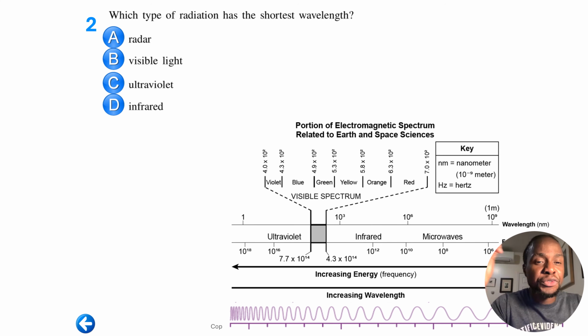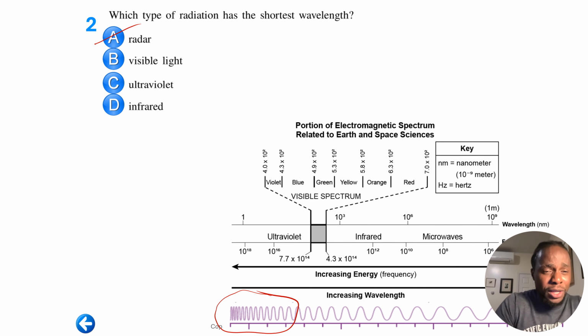Question number two, which type of radiation has the shortest wavelength? Visible light, ultraviolet, and infrared. Shortest wavelength. So if it's shortest wavelength, we should be looking towards the right side, because that's where the short wavelengths are around this area. So rather, we don't have that there. Visible light rays is right here, so that's what we'll be looking at. Ultraviolet even has shorter wavelength. Infrared, on the other hand, has longer wavelength. So our answer here should be ultraviolet.